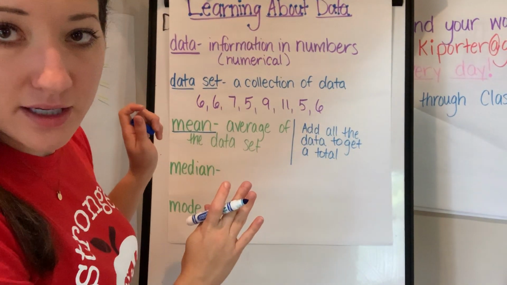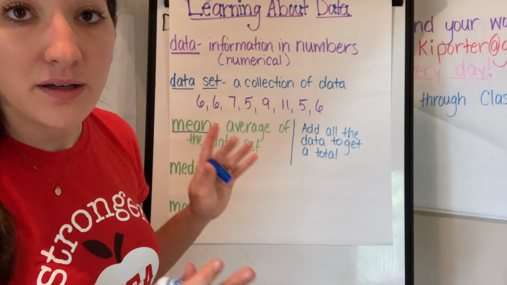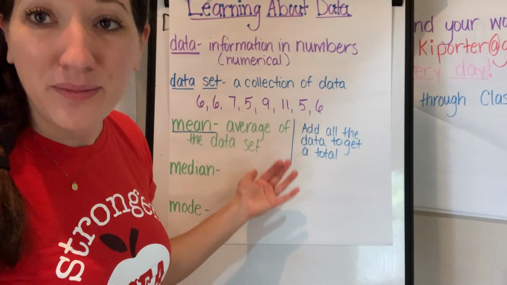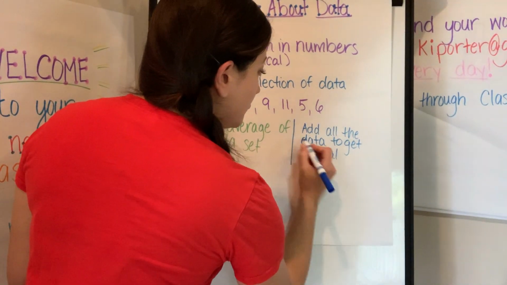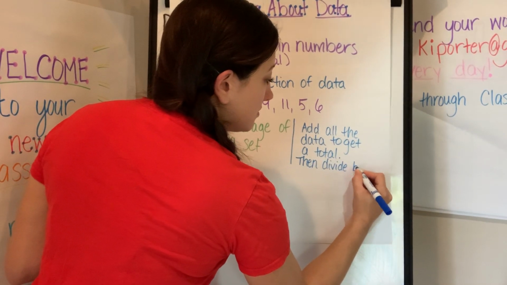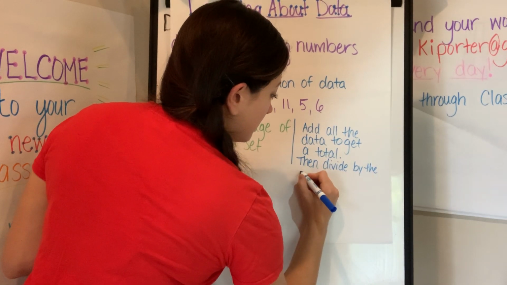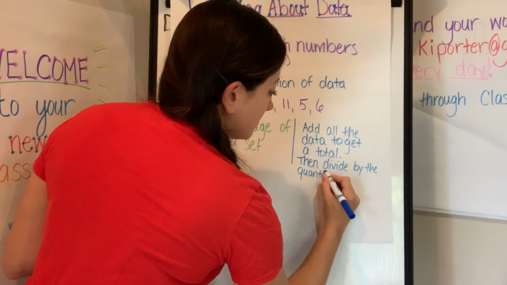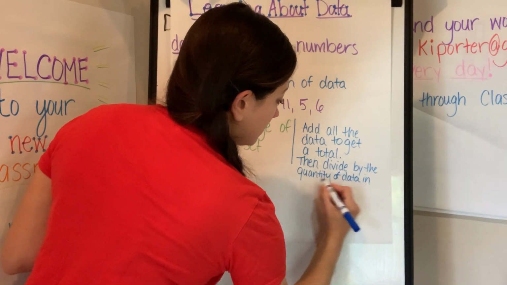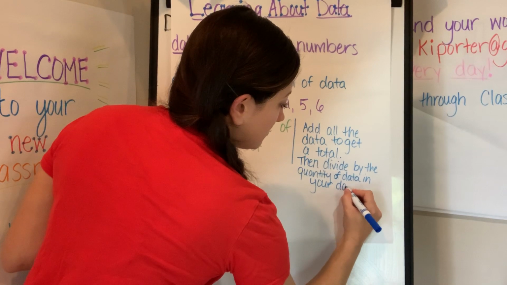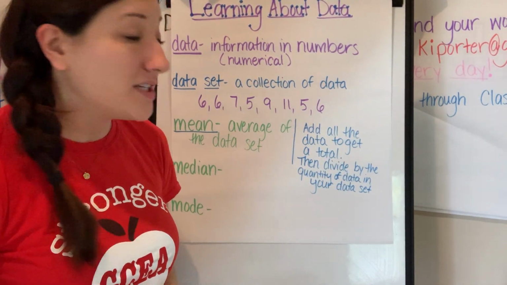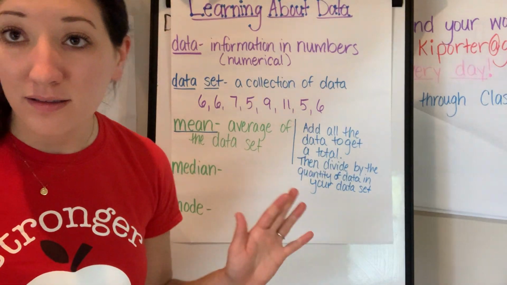Step 1, add all the data to get a total. Step 2 is going to be divide by how many pieces of data you have. That's how many numbers you were given in the data set. So you've got to count up the numbers in your data set, and that's the number you're going to divide by. Okay, so add all the data, get a total, divide by the quantity of data in your data set. Okay, that was mean. That's what we did yesterday.